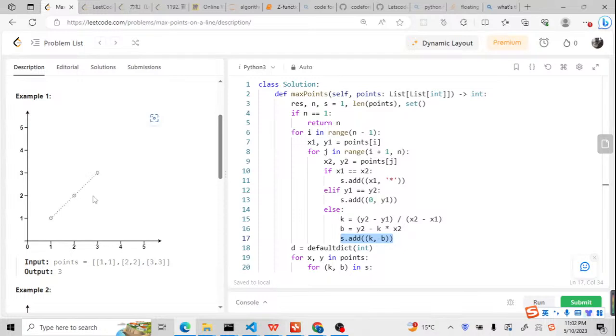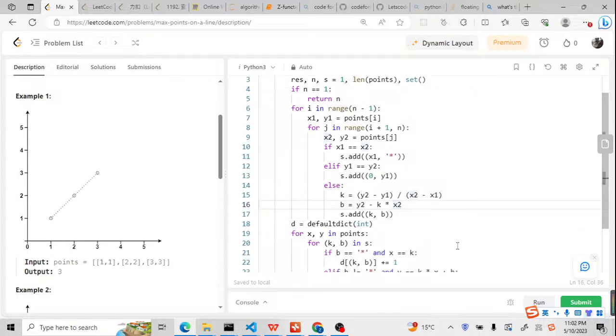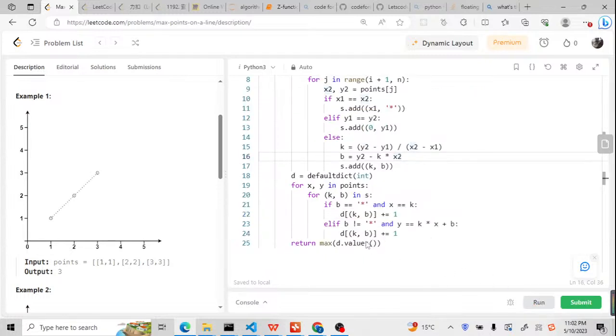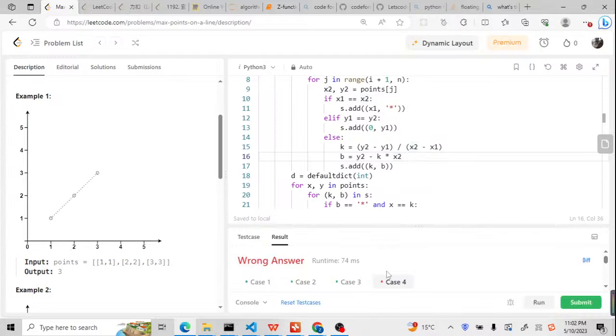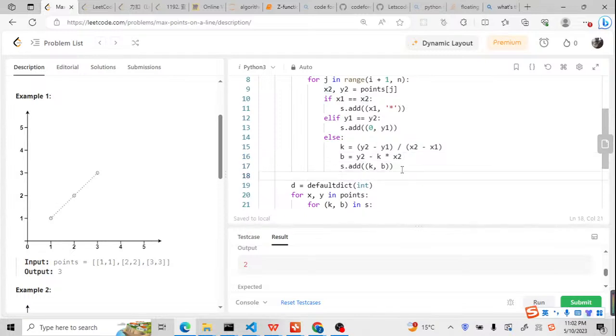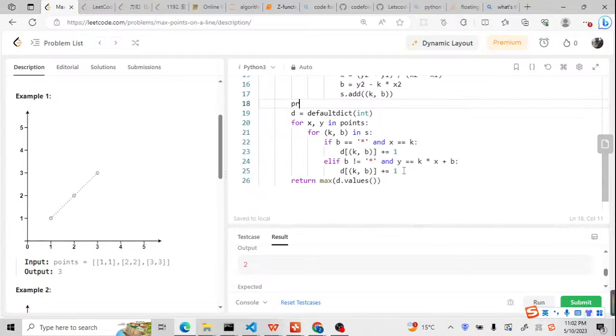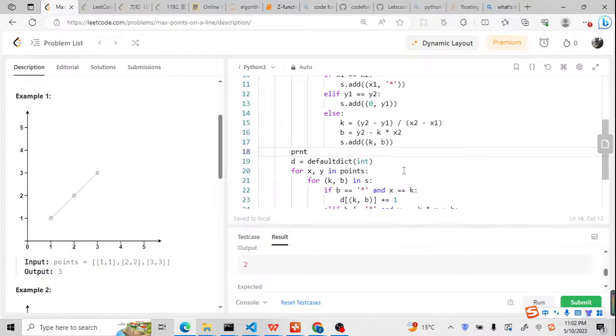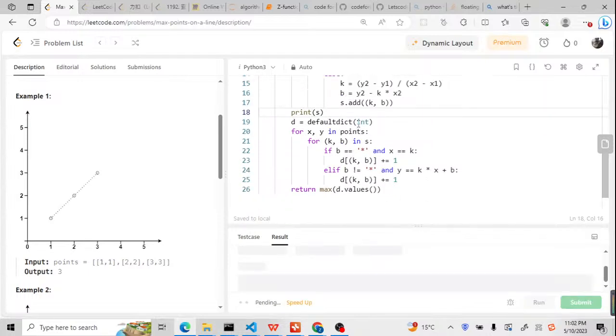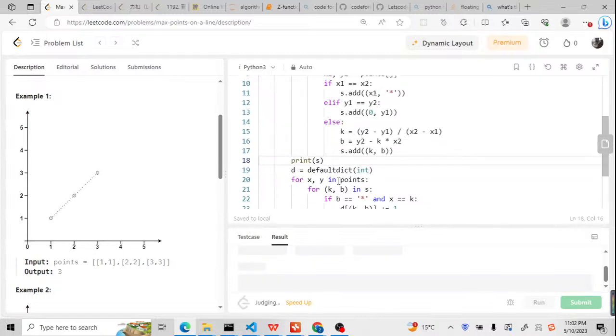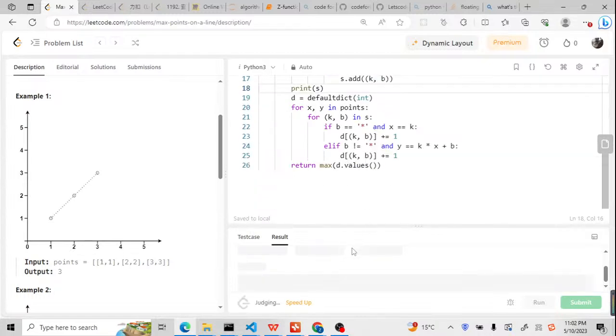But this will cause a floating point precision problem, because in programming, floating point is not accurate in all programming languages. For this example, let me print out the set. You will see the precision problem. I will not explain these lines of code, but this method just calculates the line's k and b and then checks whether each point is on the same line or not.